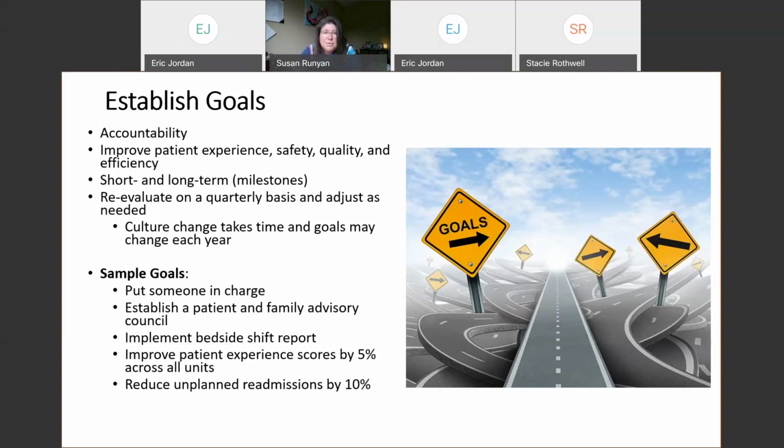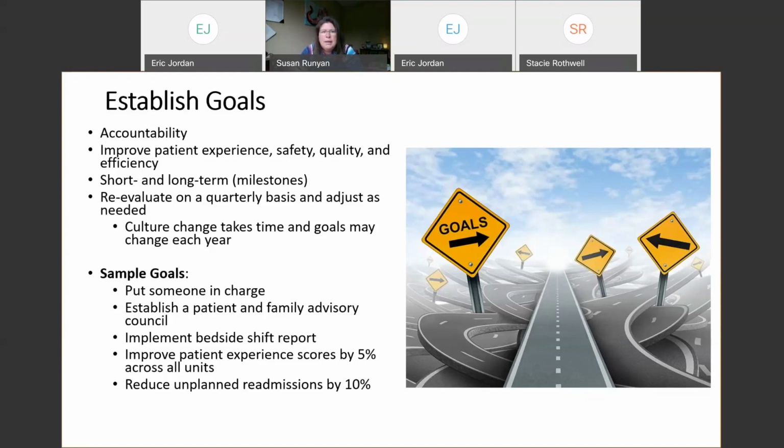Establish a patient family advisory council. That's a pretty big chunk. I'd like to break that goal down. That's a pretty big statement. Implementing bedside shift report is probably a great step of patient and family engagement, making sure it's patient-centered. Those types of defining things will make your goal much better. Improving patient experience scores by 5% across all units. Again, sometimes it's easier to do one unit at a time.